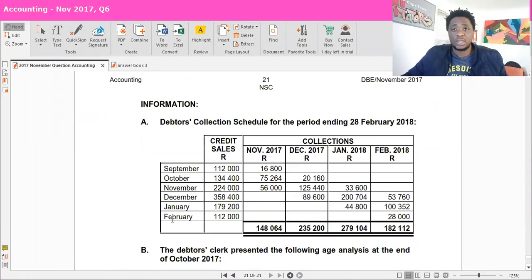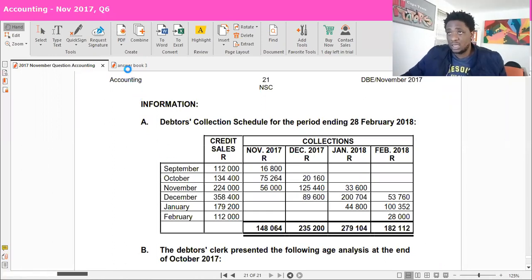So now we're calculating the percentage of the bad debts that we're expecting. Here we're saying that from the sales of November, we're expecting some people to pay 56,000 at the end of November, some people to pay 125,000 at the end of December, and then some people to pay 33,600 at the end of January. After that, we do not expect anyone to actually pay. So those ones will be the bad debts.